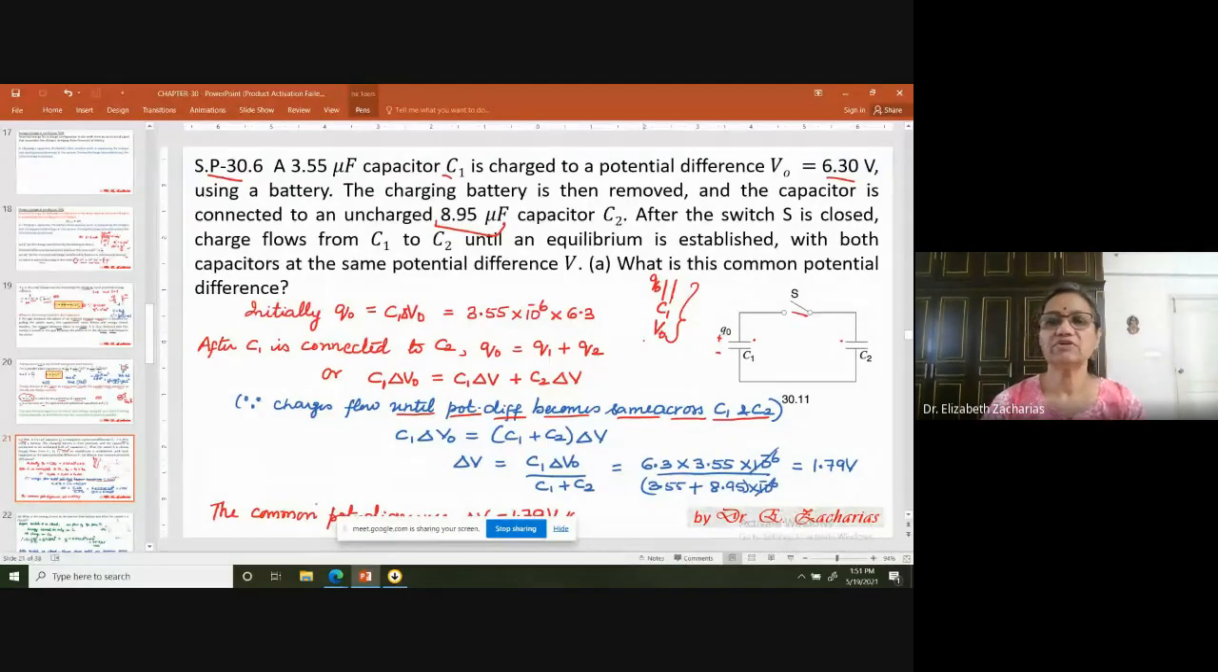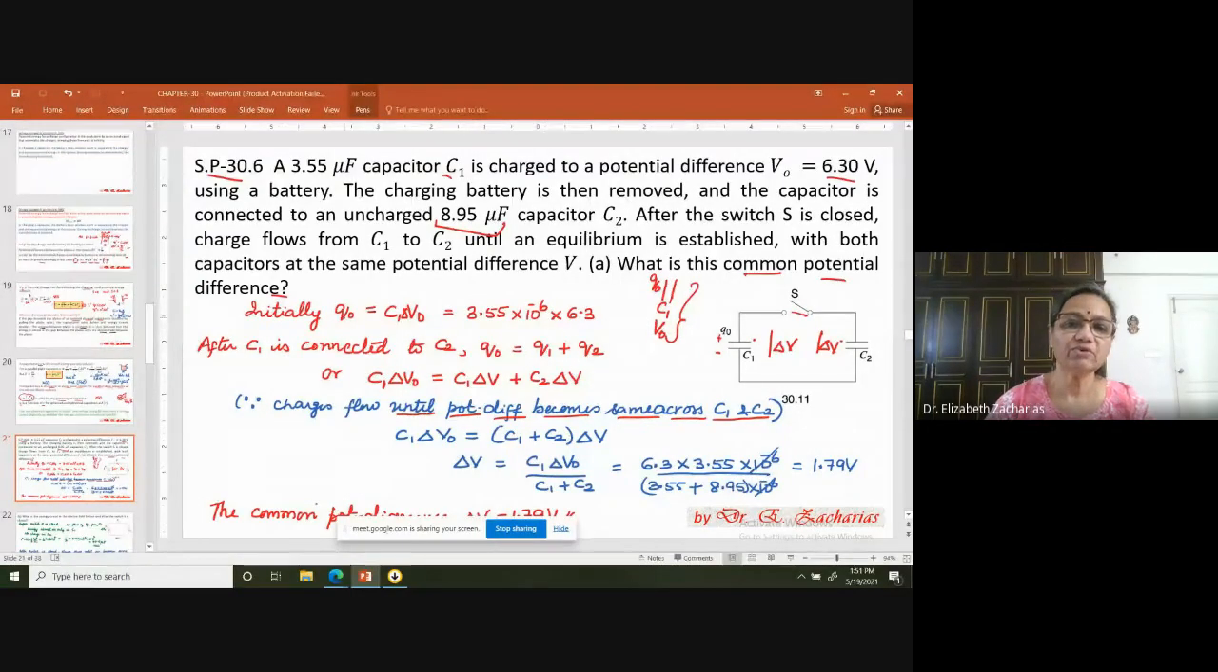But before that, what is asked is, what is this common potential difference that you are arriving at? After the switch is closed, charge will flow till the potential difference between the two will be the same, delta V. This is also at delta V. So what is that potential difference delta V? That common potential difference we have to find out.